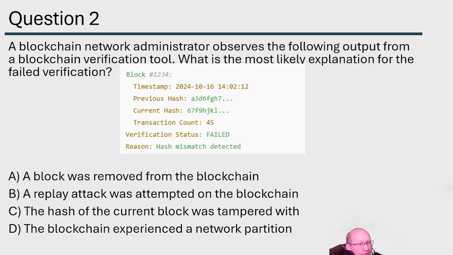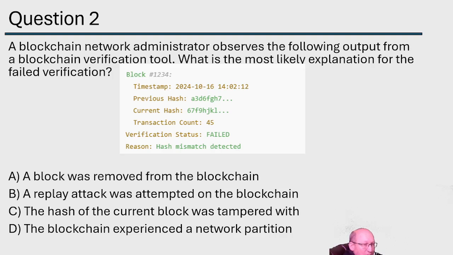C, the hash of the current block was tampered with. Well, that's a possibility too, because we do see that hash mismatch. And so it's got to be either A or C so far. The blockchain experienced a network partition. That's not typically something we see with a blockchain, right? We would see a disruption in communication, but we don't see a hash mismatch. And so it's got to be either A or C.